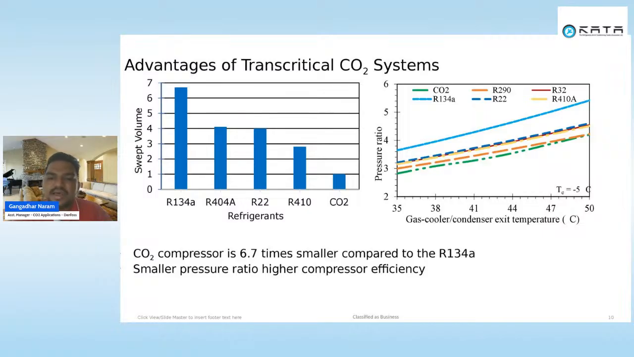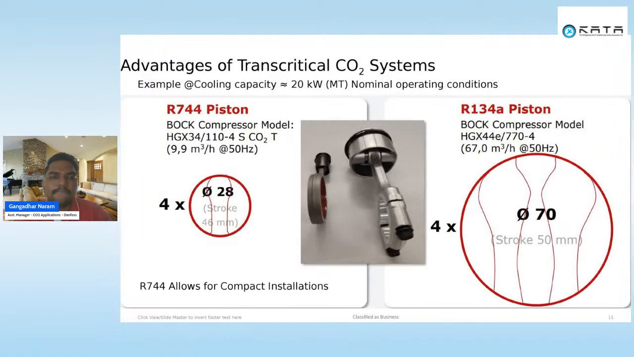And if you look at the gas cooler to condensing exit temperatures also on the right side, the pressure ratios are lower for CO2. This is the line. Because of the high suction densities, compact installations of CO2, and the high volumetric cooling capacities, your CO2 compressor piston size is way smaller than any other conventional refrigerant piston cylinders or pistons.